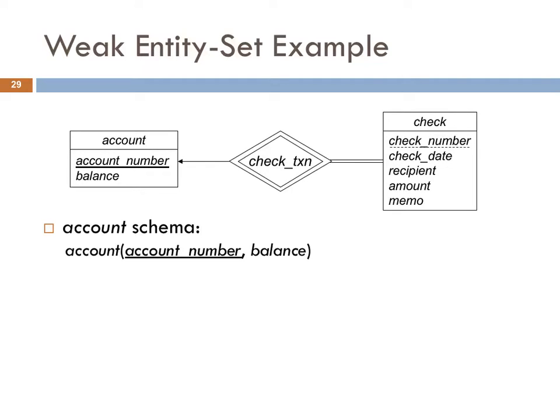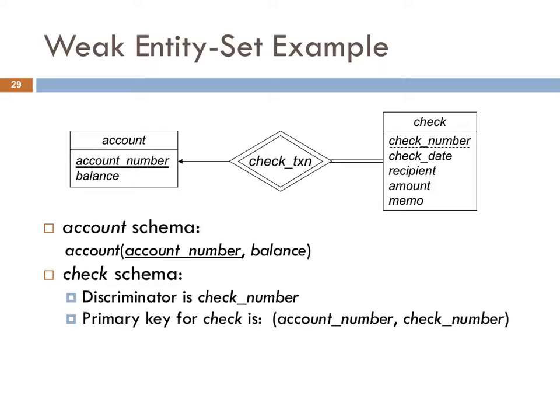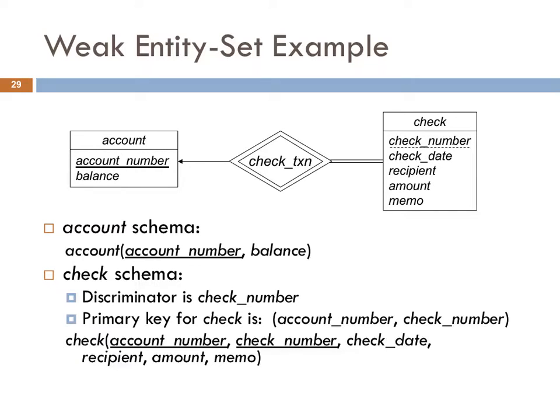So account schema: account number and balance. And of course, account number is the key. Check schema, well, it's going to be all the attributes in the box plus the account's primary key, so we pull that across as well. The primary key is account number and check number, and we end up with something like this. I don't say it on here, but there's a foreign key constraint from check.account number to account.account number.